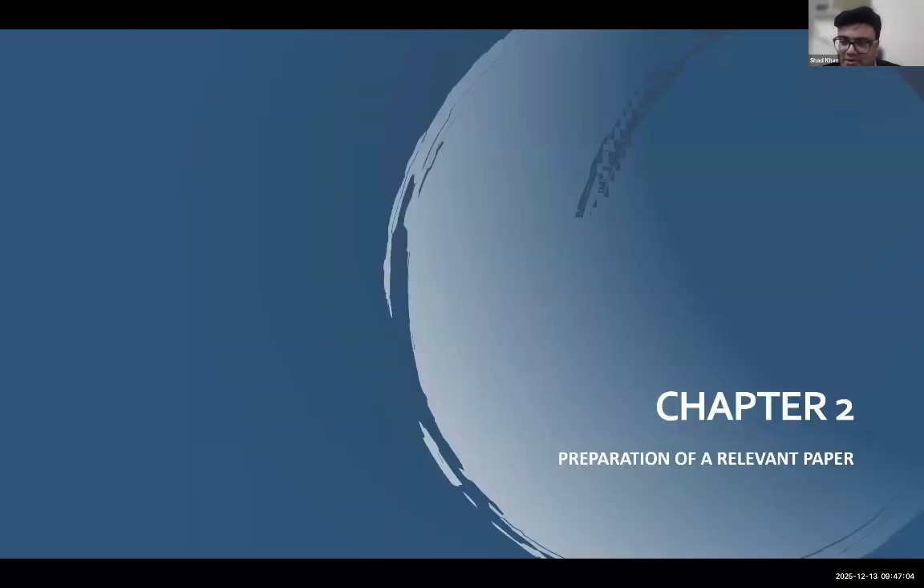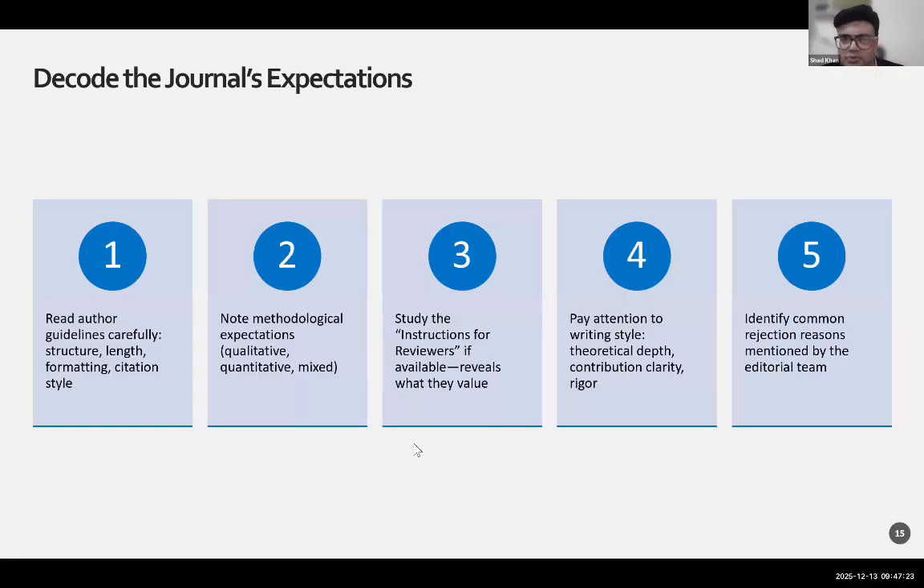The next chapter is about the preparation of your paper. What are we going to do when we are preparing ourselves for a journal? First of all, we have to identify a journal. The second thing is to make sure we contribute a relevant paper for that journal. It's very simple: we try to decode the journal's expectations. There is no rocket science associated, but fulfilling the expectations is important.